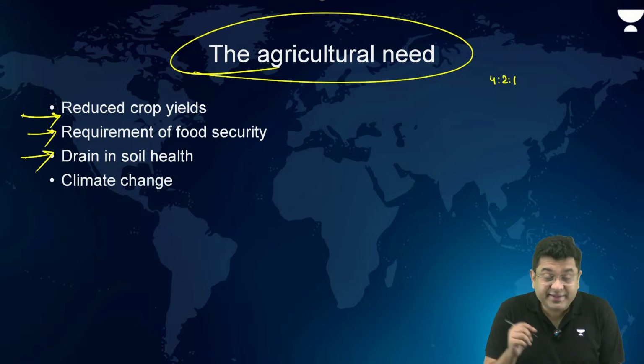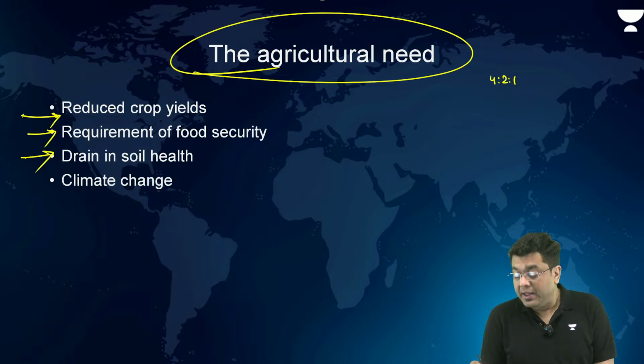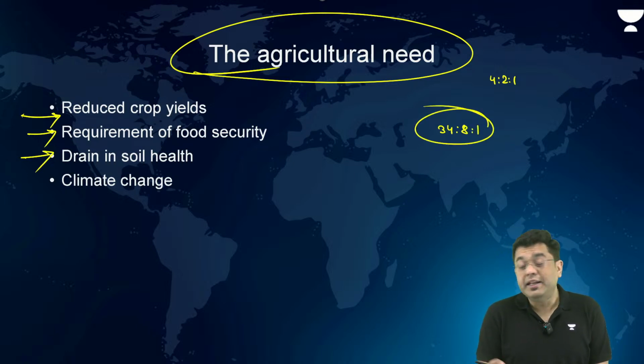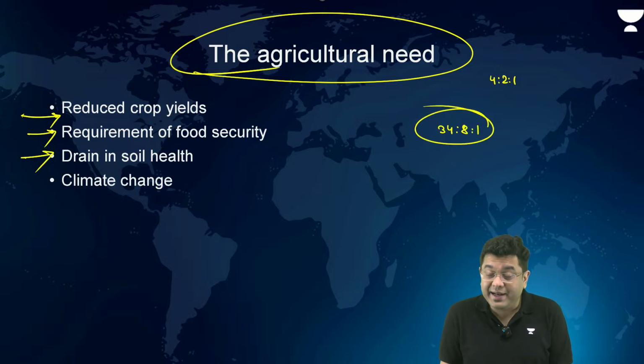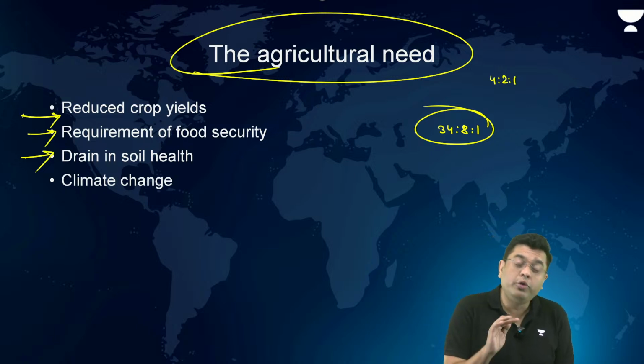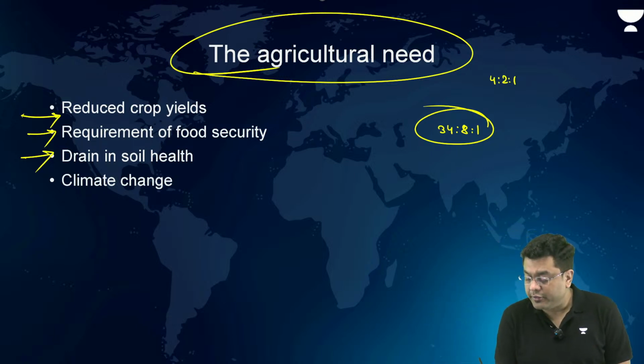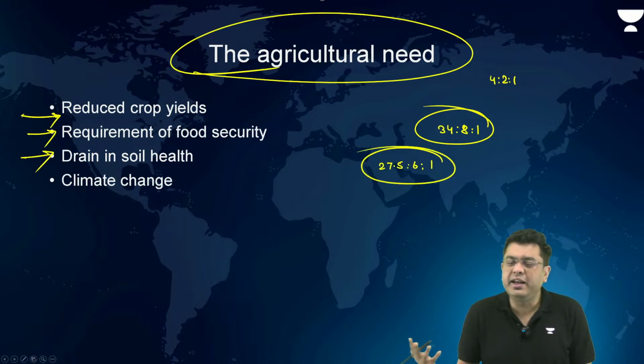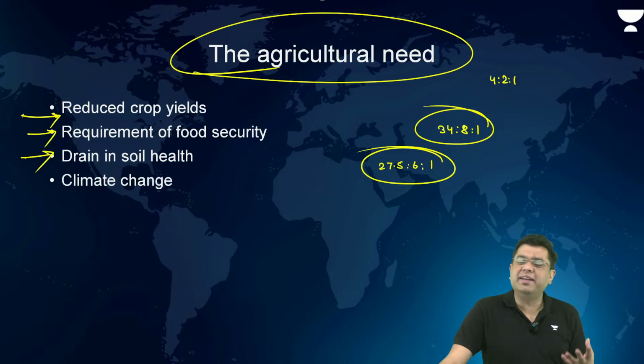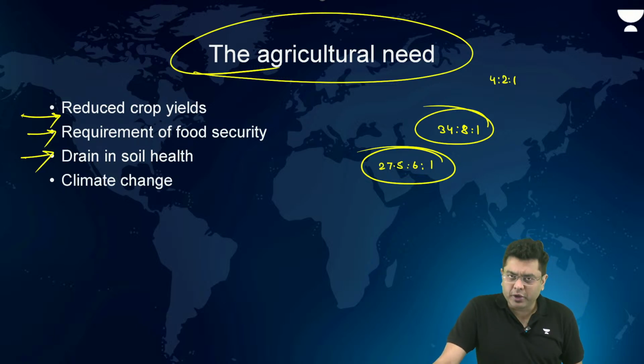However, in certain regions of Punjab, the number is 34:8:1. Now, Down to Earth had carried out a detailed study about it. It also found out that in certain regions of Haryana, the application mixture of fertilizer is 27.5:6:1. Now, this obviously leads to nutrient imbalance and, as a consequence, impoverishment of the soil health and further soil degradation.